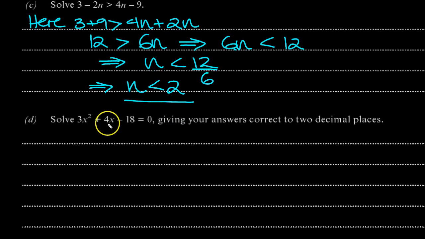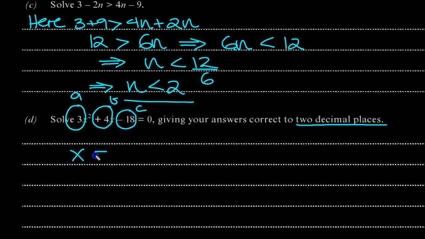Solve. Okay, we need to solve this quadratic to 2 decimal places. So we're not going to be able to factorize it, are we? Because it says to 2 decimal places. So we'll need to use the formula. So if we just circle our A, B and C for the formula then. Here's the A. Here's the B. And here's the value C that we need to put in.